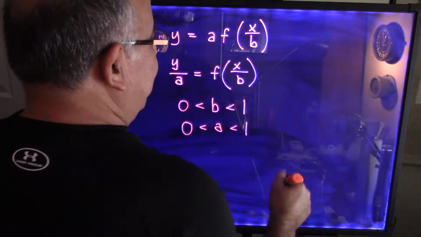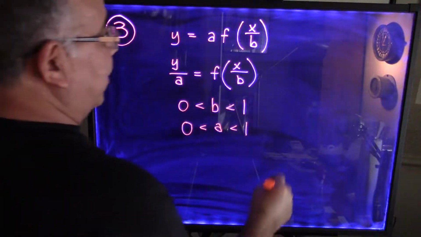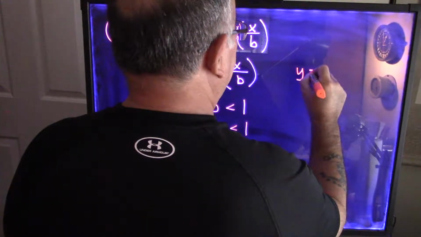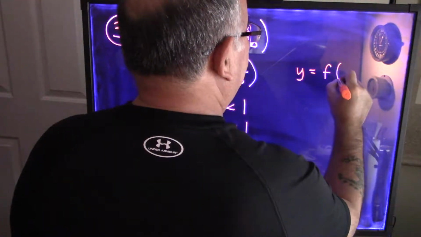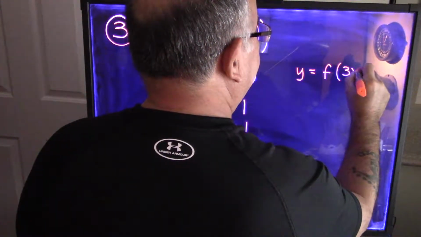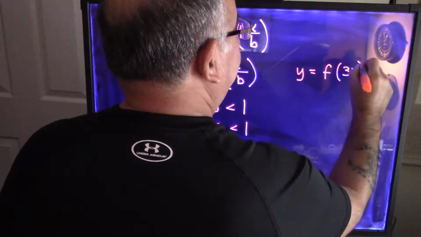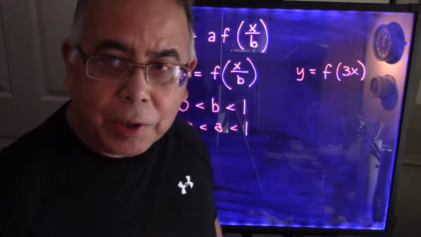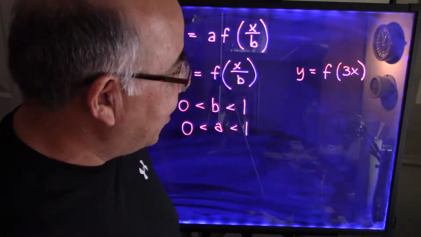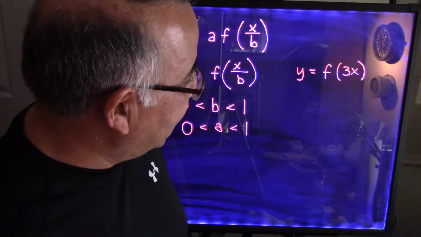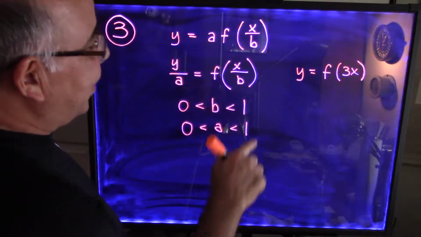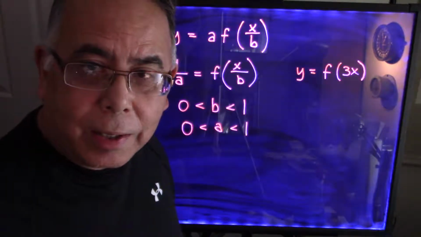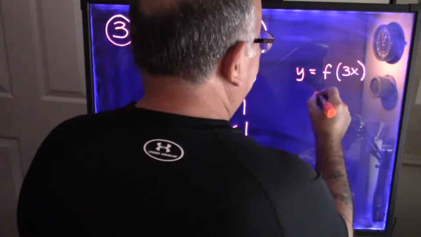For example, let me just deal with the horizontal compression. Let's say we have y equals f of 3x. Now that's a horizontal compression. And maybe you're saying, well, wait a minute, there's a 3 in front of there. Well, it's got to be dividing here. We've got to get it into this form before we can tell. So, use a little algebra here.